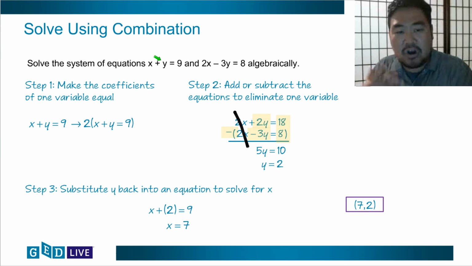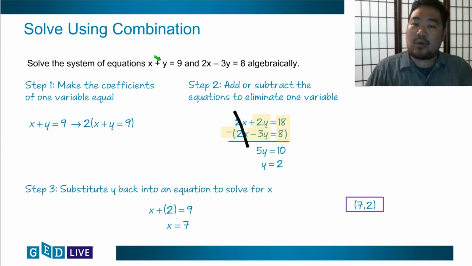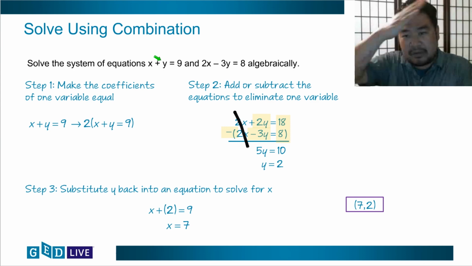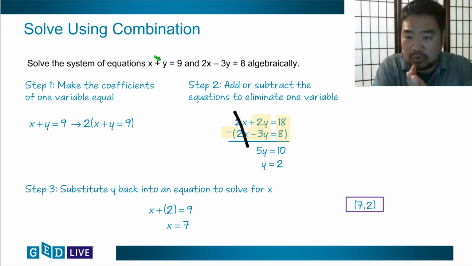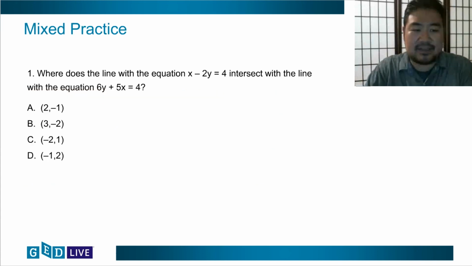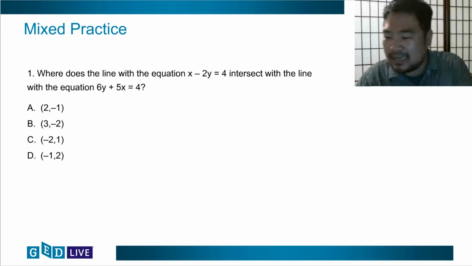So both of these are perfectly acceptable algebraic ways of finding the solution for two equations. You can also use the graphic approach, where you make a quick sketch of the two lines, and the point of intersection would represent the solution of those equations. All right, and with that, let's take a look at one example here.